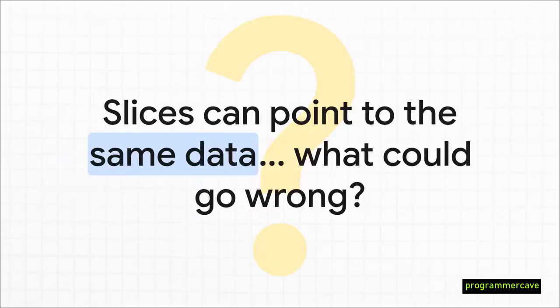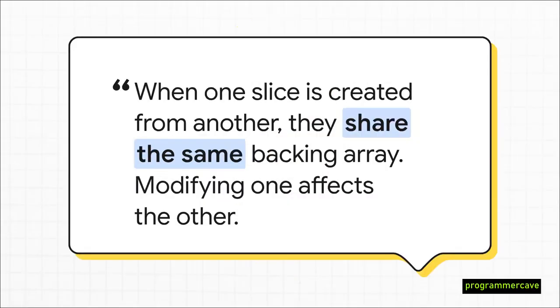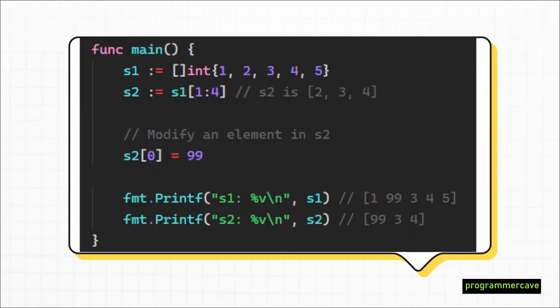So if multiple slices can be like having multiple train tickets for the very same train, this leads to a super important question for any developer, right? What are the side effects? What could possibly go wrong? And here it is, the first big gotcha. And trust me, it gets everyone sooner or later. Changes are not isolated. When you make a slice from another slice, they are both pointing to the exact same underlying data. So if you change an element in one, you've just changed it in the other, because they're looking at the same spot in memory.